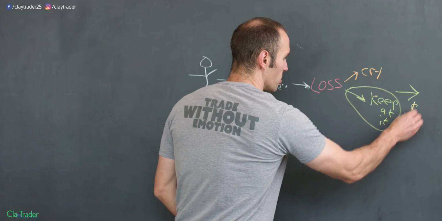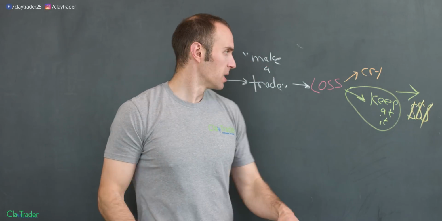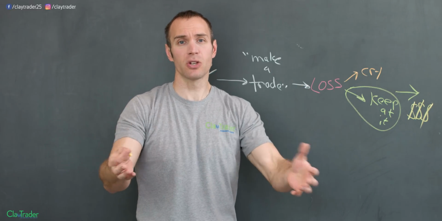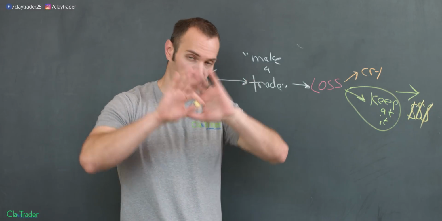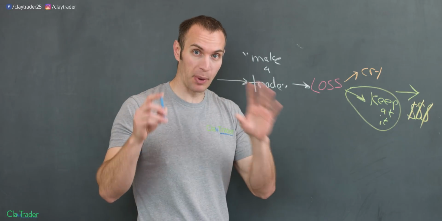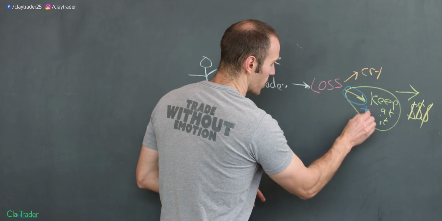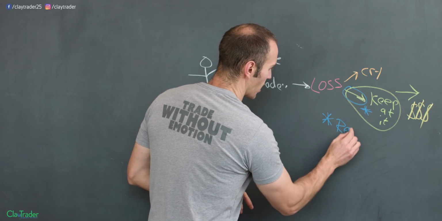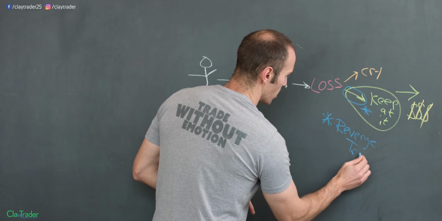And what was I able to do? I was able to not only get the original loss back, but I was able to put myself even further into the profit, into the green. Now, fair warning, and actually a big warning here. There is a big old asterisk right here. So what is this asterisk? It's something that we call, in the world of trading, revenge trading.